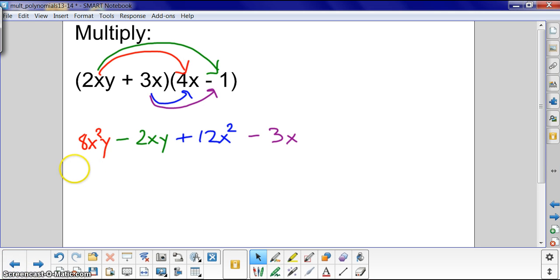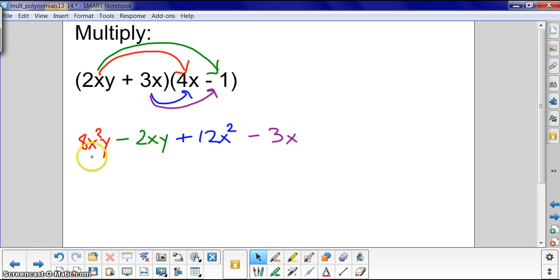Okay, so I've color-coded which multiplication resulted in which term, and we do end up with four terms that are unlike, so we're not going to be able to squeeze any of them together. So final answer, 8x squared y minus 2xy plus 12x squared minus 3x.